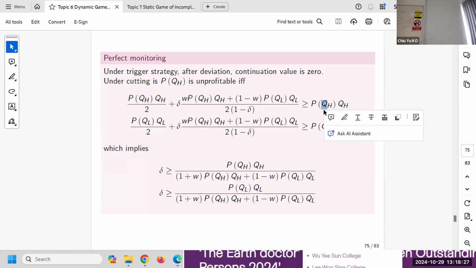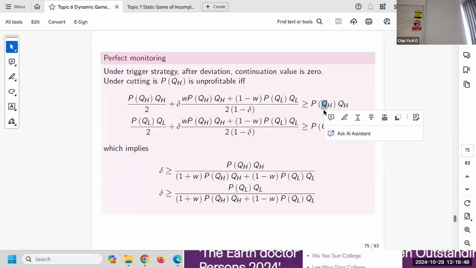Because it's IID, what continues is all the same. Either you get this or that, every period. So that's why you can write it this way. Every period, the expected payoff is the same, according to the outcome. It's nothing deep here.